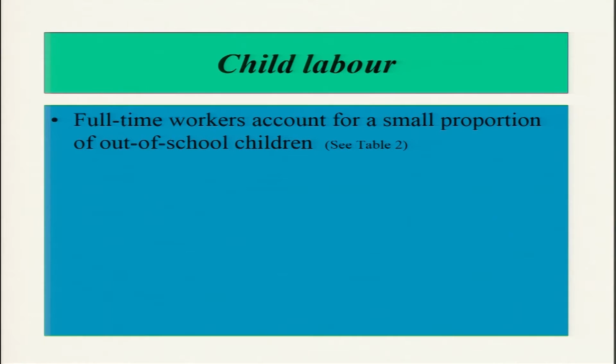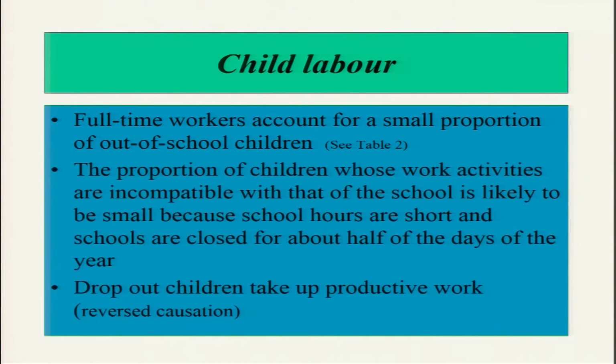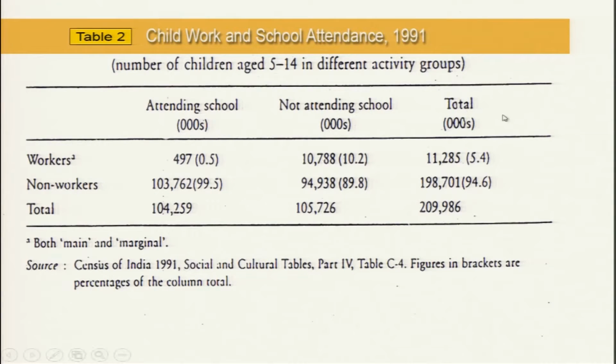Firstly, child labor. Now if we look at the data, we will find that the claim that child labor comes in the way of sending children to school is also a myth, because it has been found that full-time workers account for a small proportion of out-of-school children. Now let us look at this table here. You see here we have workers, and among the workers these are children aged 5 to 14 years.